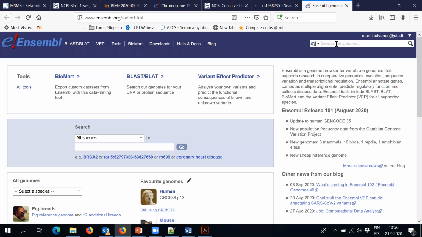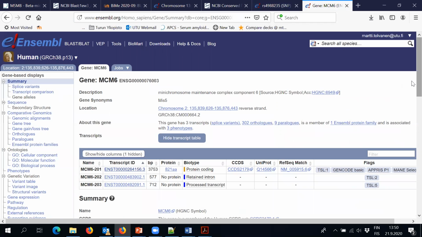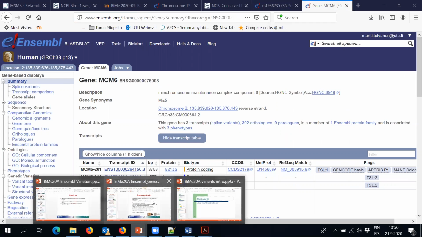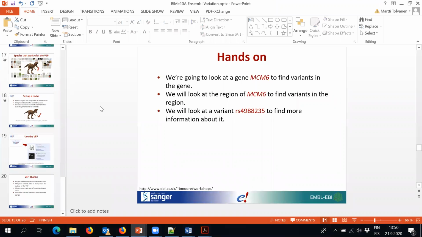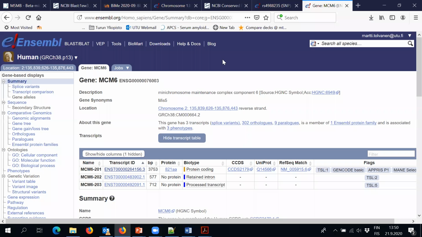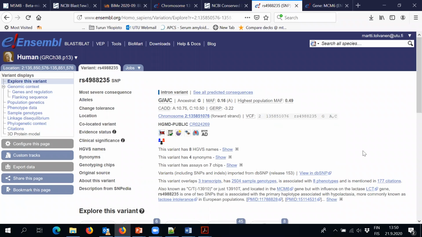While it's searching, I might as well go for MCM6, the human gene that we were supposed to be looking at. Is this correct? MCM6, yes. Okay, so here we have data on this SNP.